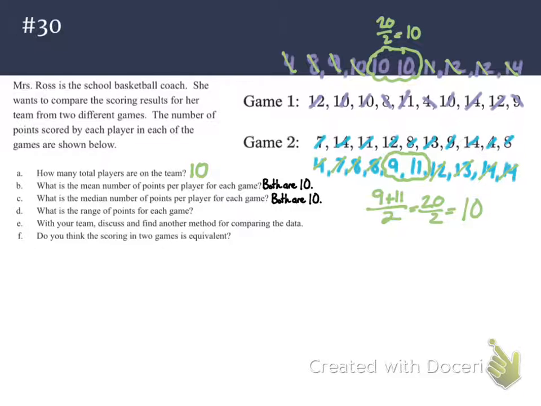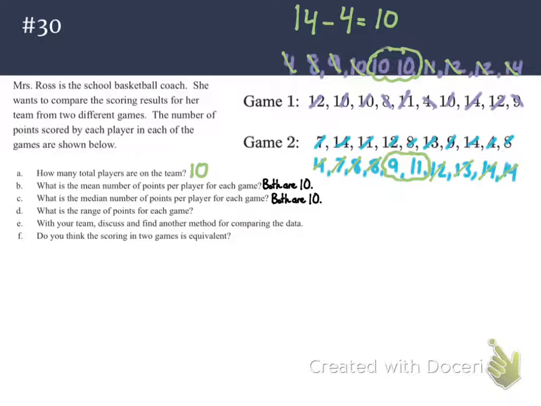All right, moving on to letter D. It says, what is the range of points for each game? Well, recalling how to do the range, remember you have to look at your biggest number and your smallest number, and you find the difference between the two. So in this case, I'm doing 14 minus 4, which would equal 10.